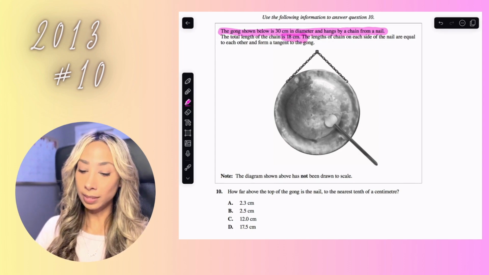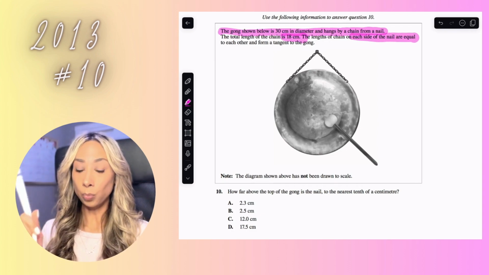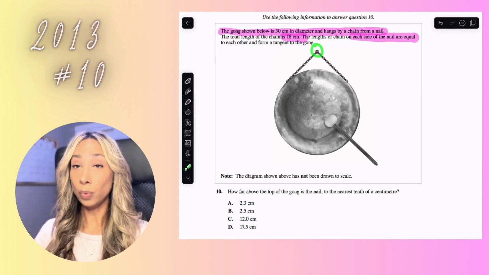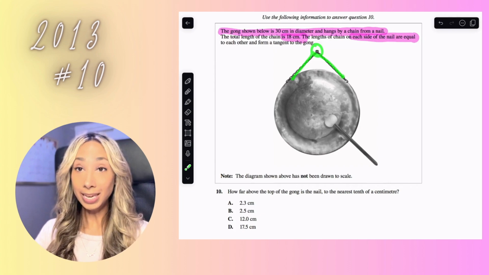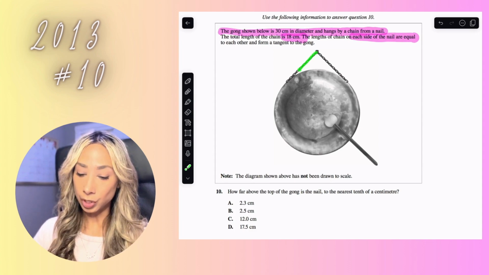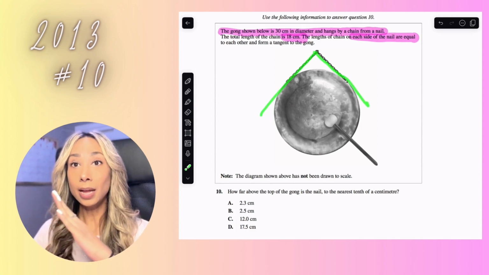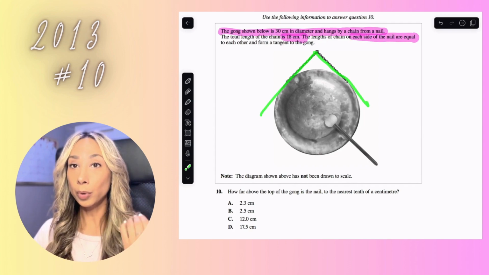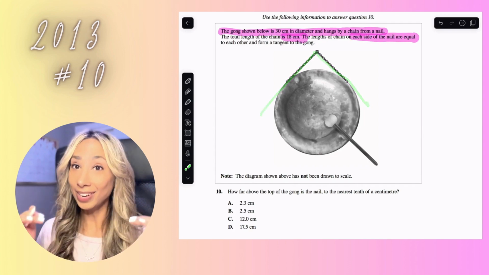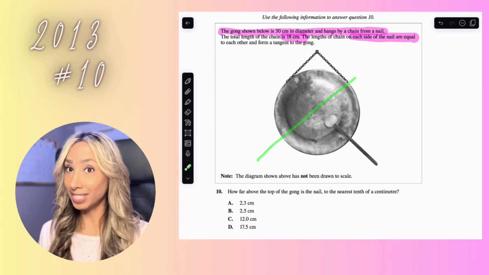And this is important, the lengths of each side of the chain are equal. So that means where the nail is, it's cutting it right in the middle. But this whole thing here is 18, okay? We also know that it forms a tangent. And that's important because we know when a tangent is hitting a circle, it does end up creating a right angle, if you were to cut it directly perpendicular on the tangent.